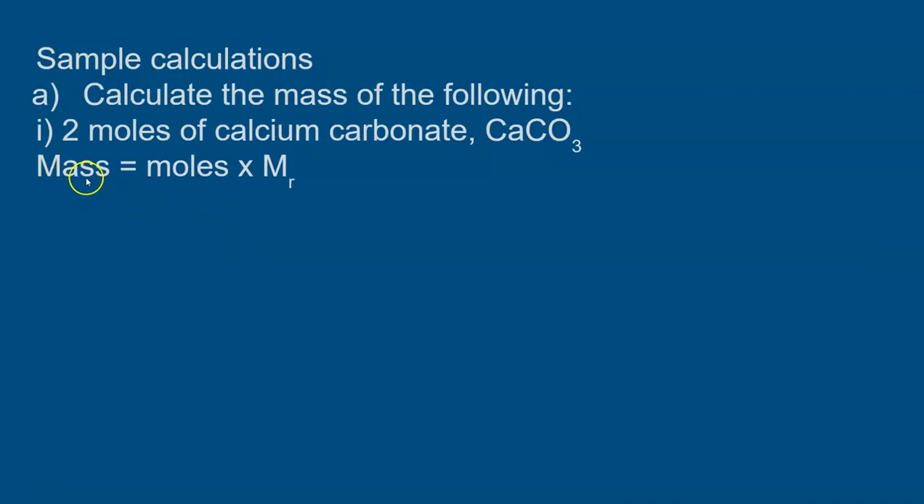So the answer to this question, the mass, which is what you're trying to calculate, is the number of moles, 2, times the MR of CaCO3. That's 40 plus 12 plus 3 times 16, which comes to 100. So the answer to the question is 200 grams.